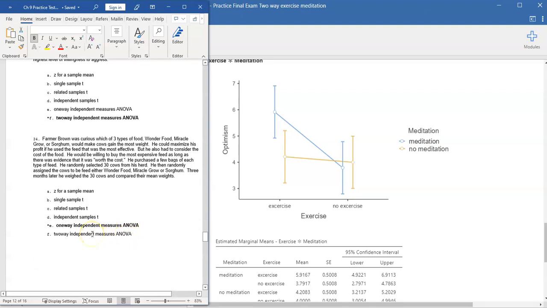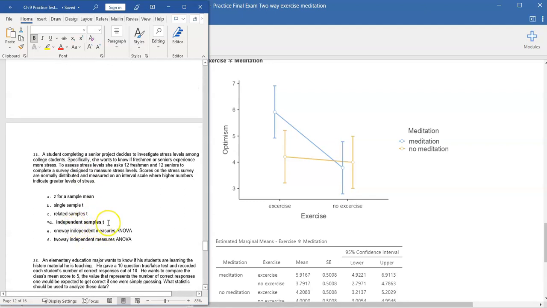And then here we have a one-way ANOVA. We have 3 different groups of people, or 3 different conditions, 3 different foods. And whenever you have 3 different groups you're comparing, you know it's going to be a one-way ANOVA. You can't have a 2-way ANOVA if you only have 3 groups, because the smallest 2-way ANOVA that's possible would have 4 groups.